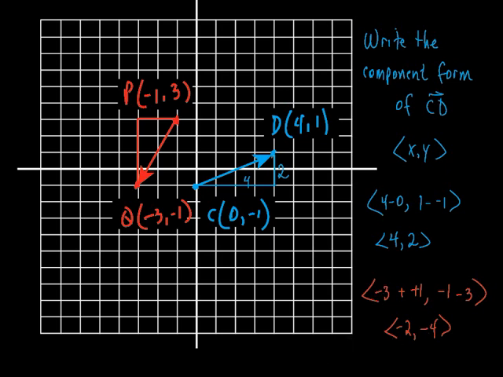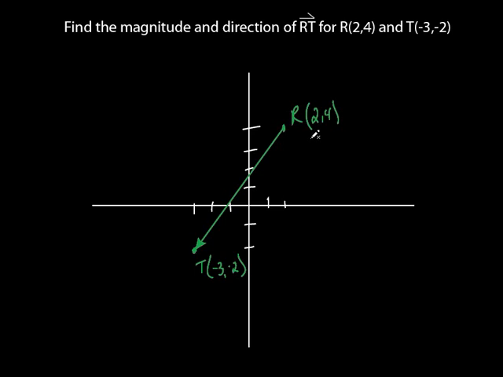Let's go on to another little bit of a topic here. Okay, now we're really getting into a good example right here. This says, find the magnitude and direction of vector RT. So it starts here and it goes through here. And here are the 2 points that make up that vector: 2, 4, and -3, -2.